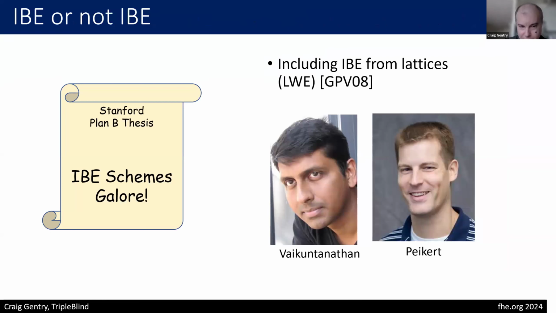So for a few years, I was developing sort of a Plan B thesis around all this pairing-based stuff that I was doing. There were some IB schemes. We also had IB schemes based on quadratic residuosity, and in 2008, based on lattices with Vinod and Chris. So I had this kind of nice Plan B thesis going, but it wasn't fully satisfying, I guess.